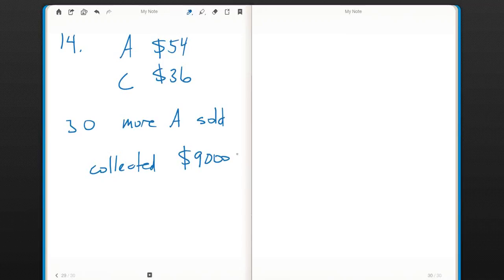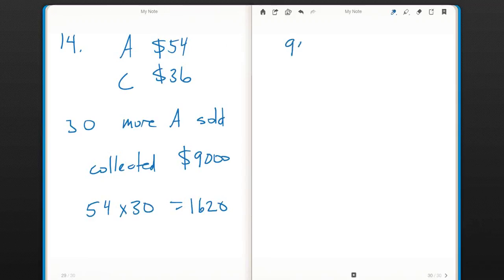All right. One thing we can do, this actually turns out to be a simple problem, but it's leading up to a kind of problem that is going to be a little more involved, but we'll start with this type. If there's 30 more adult tickets sold, then $54 per ticket times 30 tickets is going to be $1,620. So if I take the amount collected and I subtract the amount of those extra adult tickets, then I come up with $7,380.